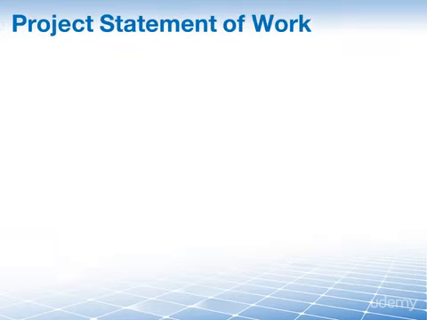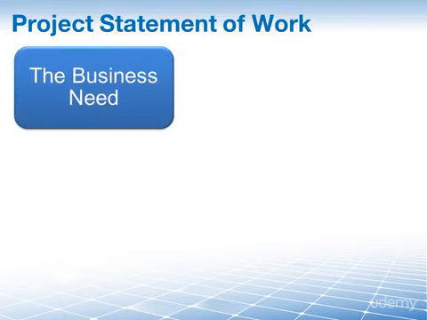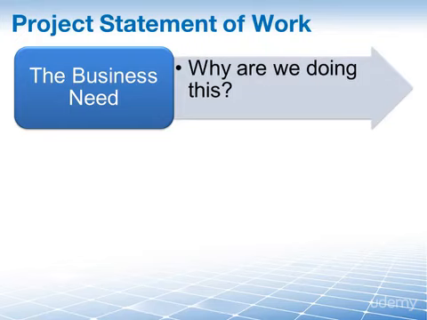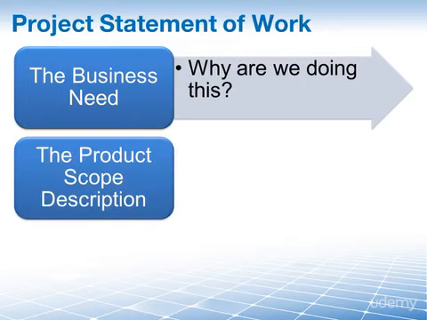The project statement of work, also known as the SOW, should discuss 3 important areas, beginning with the business need. Like I said before, this is a very important part of the whole project. Why are we doing this? Is it a market demand? Are we required to do this by the government or by a new technology? It's important to understand the business needs so that you as the project manager can respond correctly to what the business wants. We also want to have a product scope description in here.